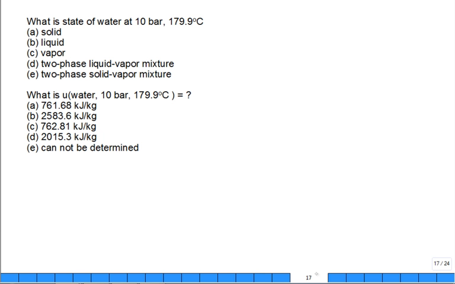What is the state of water at 10 bar and 180 degrees C, or 179.9 degrees C? So what we do is look up the saturation temperature at 10 bar, and we find 179.9 degrees C. That's the same value. Well, you tell me what your best estimate is. I have water at 10 bar and that temperature. What is it?